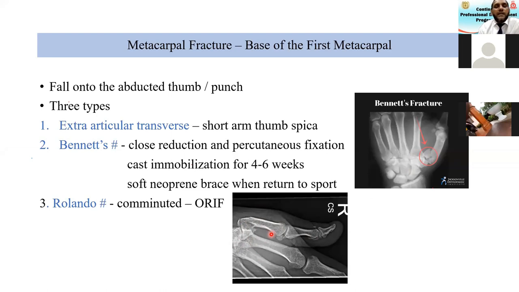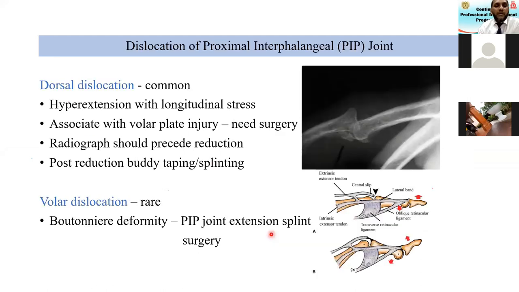These fractures need ORIF. Bennett fractures can go for a closed reduction or percutaneous wire fixation with cast immobilization. Extraarticular fractures can be managed with a short thumb spica. So these are common sports injuries which come into orthopedic practice. It's better to be aware of this special fracture, the first metacarpal base.